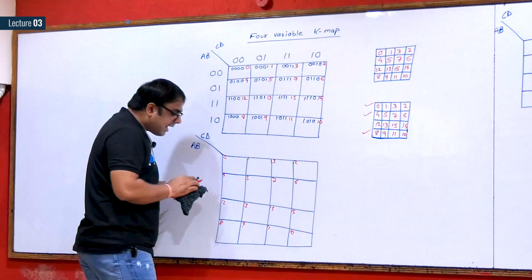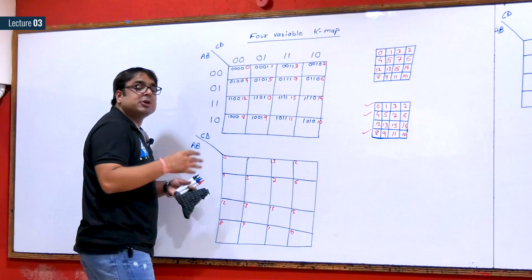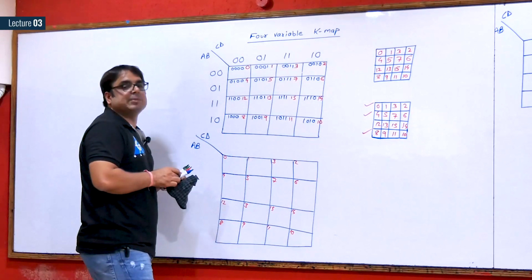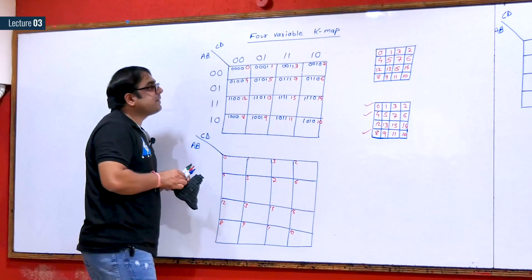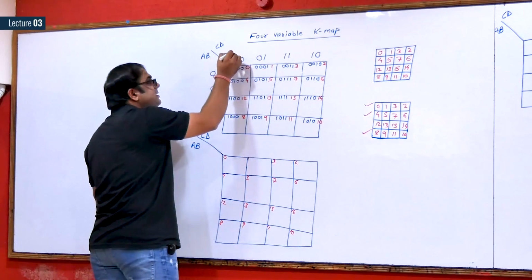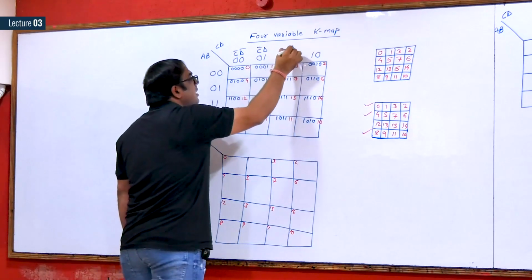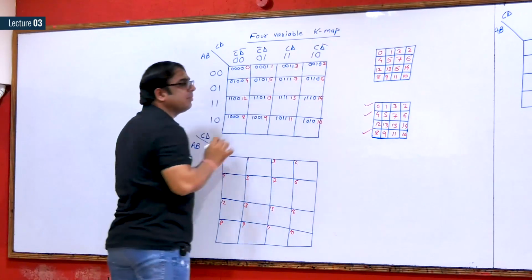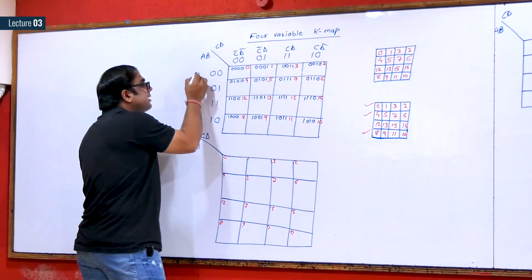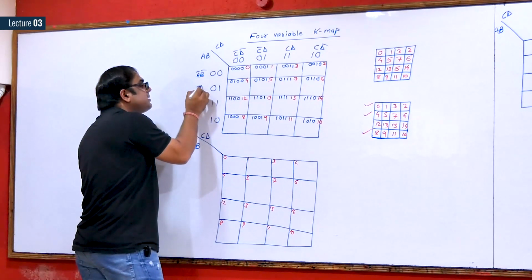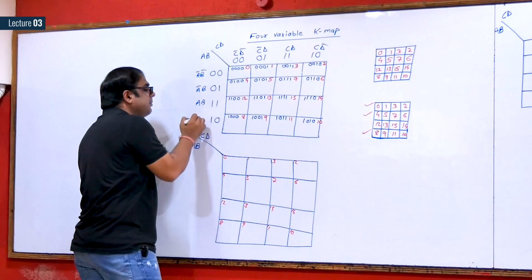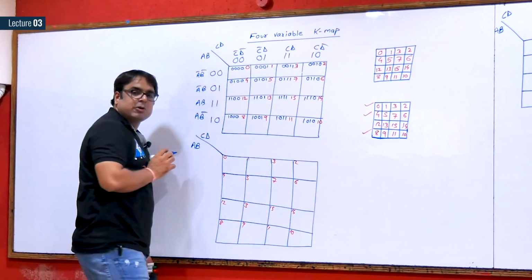Now coming to the structure in the form of variables. Please see, this is C complement D complement, this is C complement D, CD, C D complement. This is A complement B complement, this is A complement B, this is AB, this is A B complement.